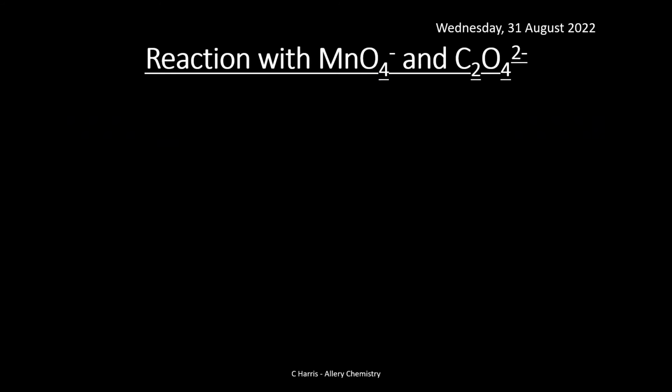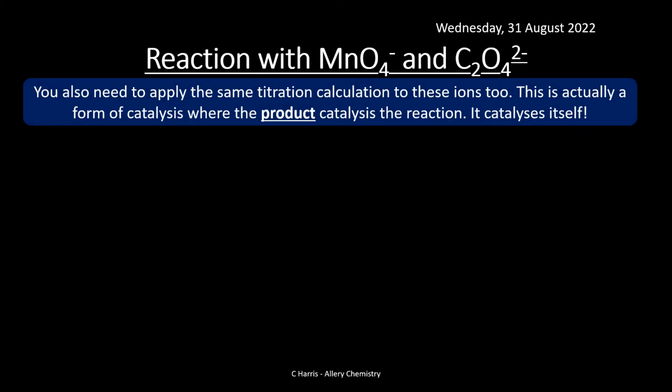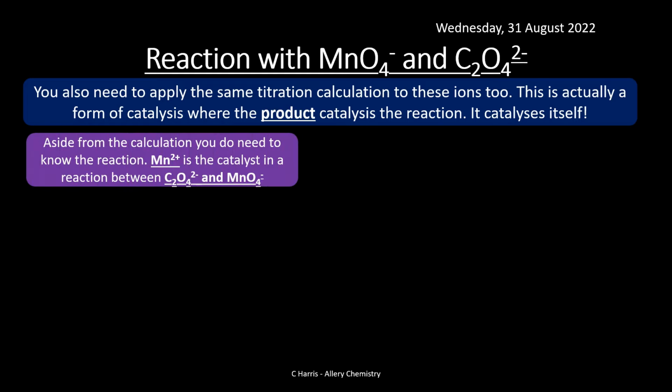Okay, so we're going to look at a different titration reaction. Now we can apply this same kind of methodology for the calculation to some other ions as well. This is actually just another form of catalysis, which we've seen in, I think it was topic 26, where we looked at catalysis, and we looked at a bit in year 1 as well. So actually, this is just an example of a very weird reaction that catalyzes itself, what we call autocatalysis.